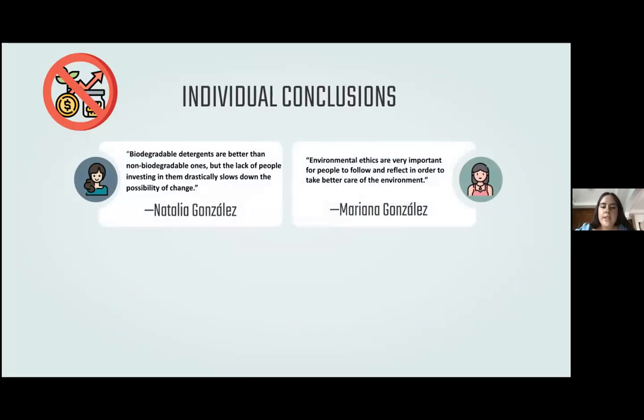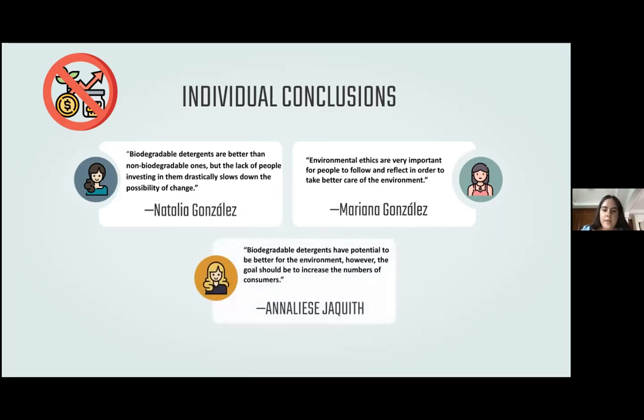My conclusion is environmental ethics are very important for people to follow and reflect in order to take better care of the environment. This is because they are very important and we shouldn't take them for granted, and people should follow them to love the environment and evolve. My personal conclusion is biodegradable detergents have potential to be better for the environment. However, the goal should not be to increase the number of consumers in order to make them more effective and more universally accessible.